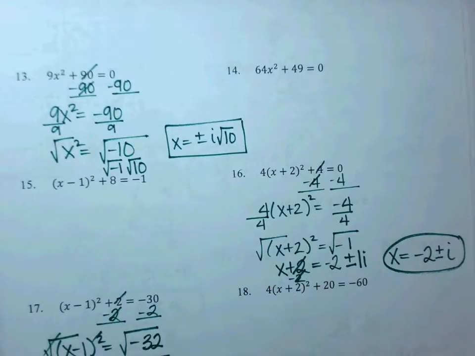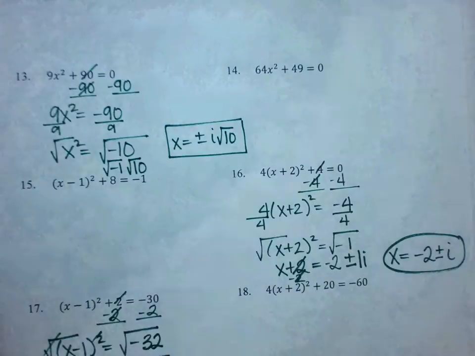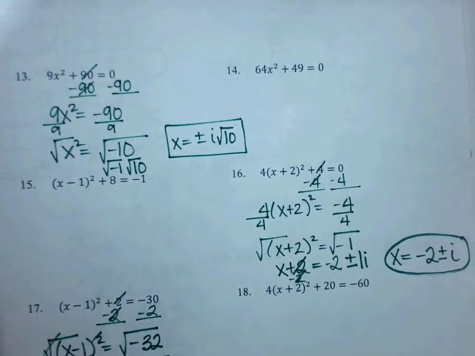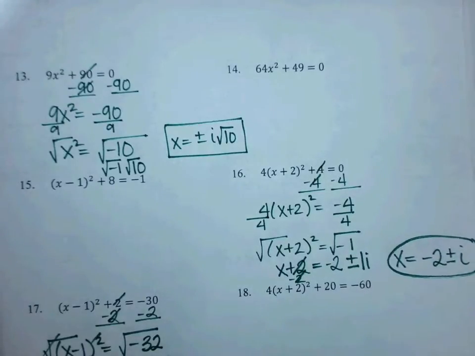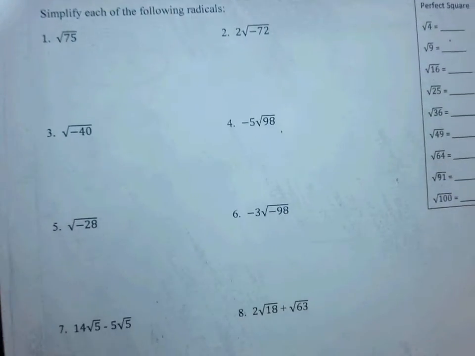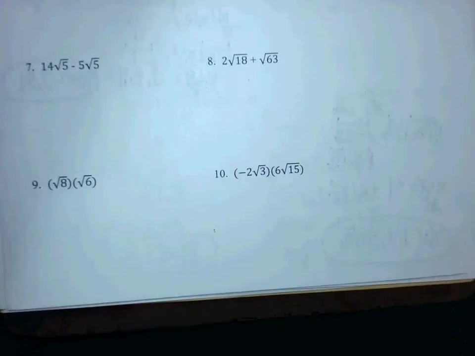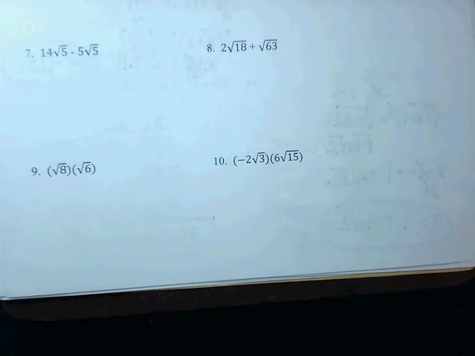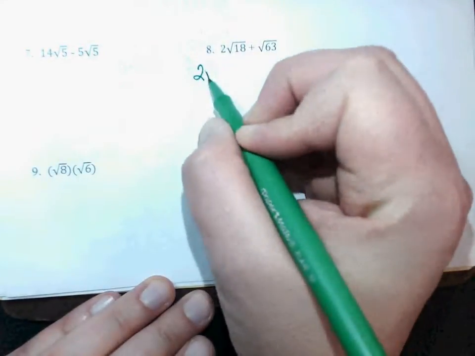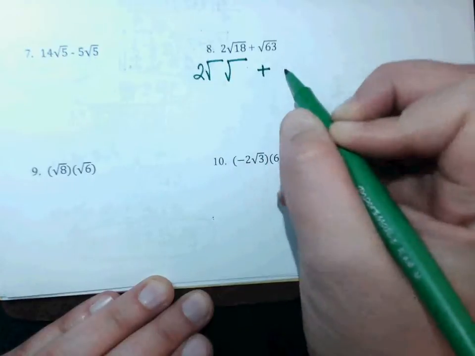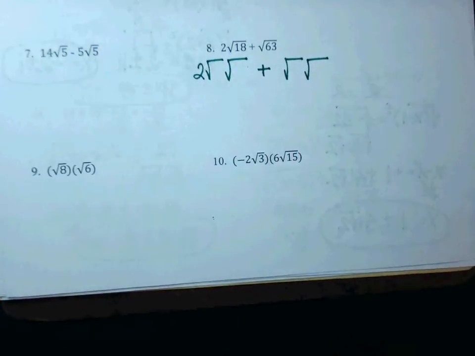There's one on the front that everybody kind of keeps messing up, so I'm going to have you go ahead and try it first. It actually wasn't 7, it was number 8. Oh, yeah. So give number 8 a shot. So you're going to have 2 square root plus square root. Remember, you've got to break both of those numbers up into a perfect and a leftover.